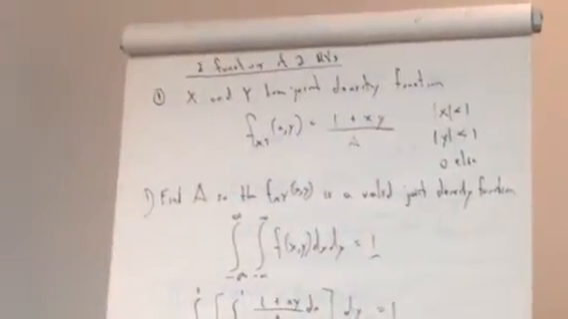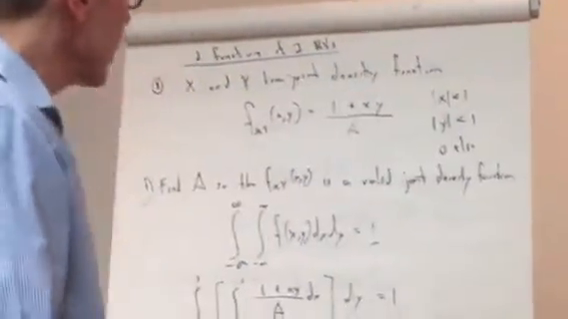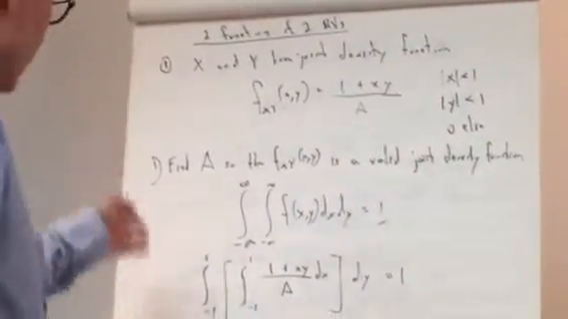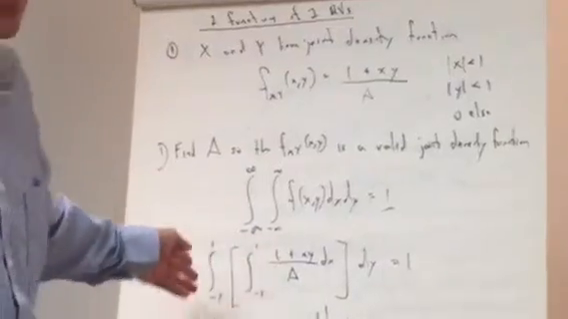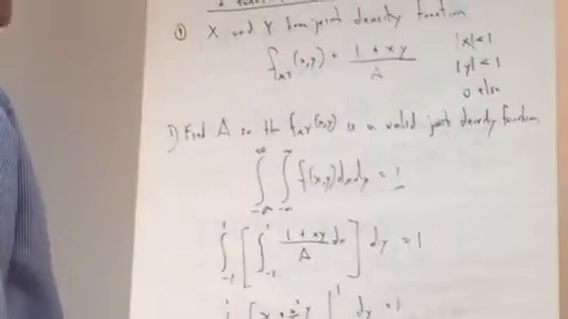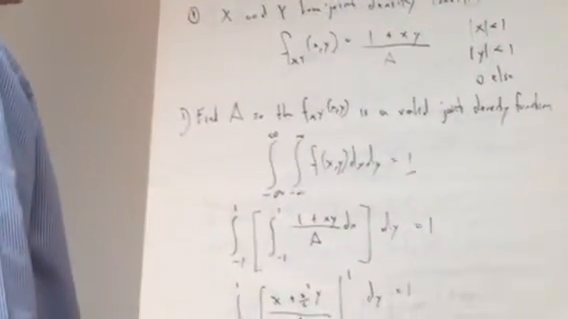0 elsewhere. I think it's important to note that when you're given this range information, it gives you significant information about your integration ranges. For instance, for x it's going to be from -1 to 1, and for y it's going to be -1 to 1. I think it's always good to look into those ranges to get your integration limits.